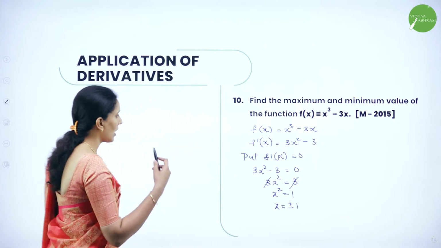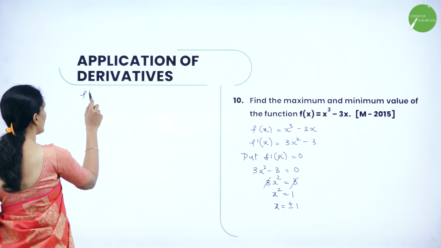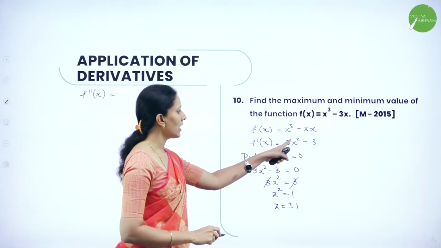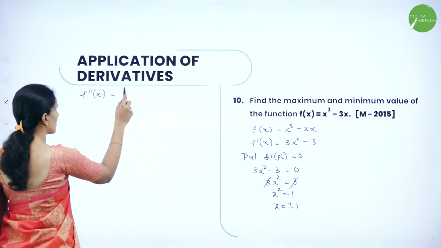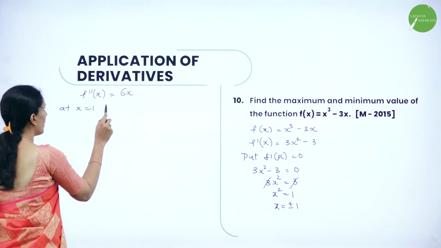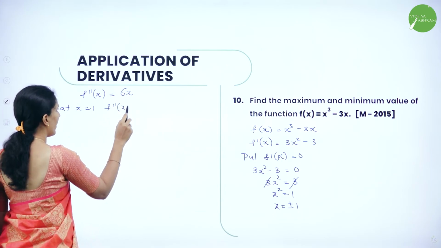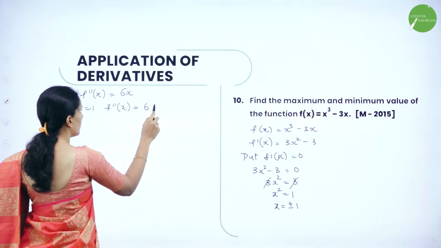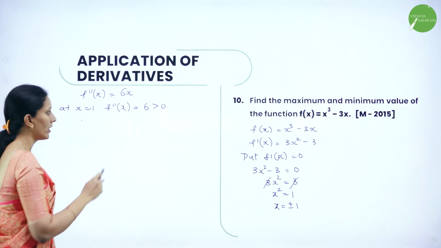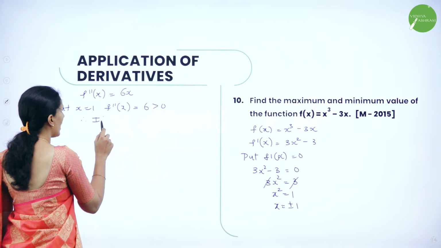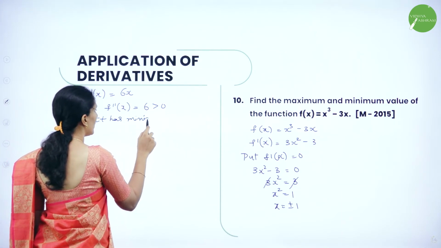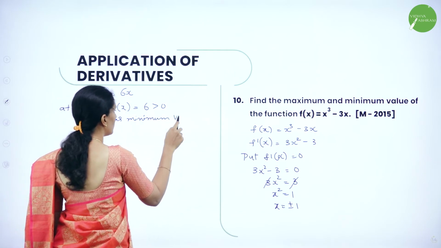Now let us differentiate the function again to find the second order derivative. So f double dash of x is nothing but, 3x square becomes 6x. Now at x is equal to 1, f double dash of x is equal to 6, which is greater than 0. So therefore, what we can conclude, it has a minimum value.